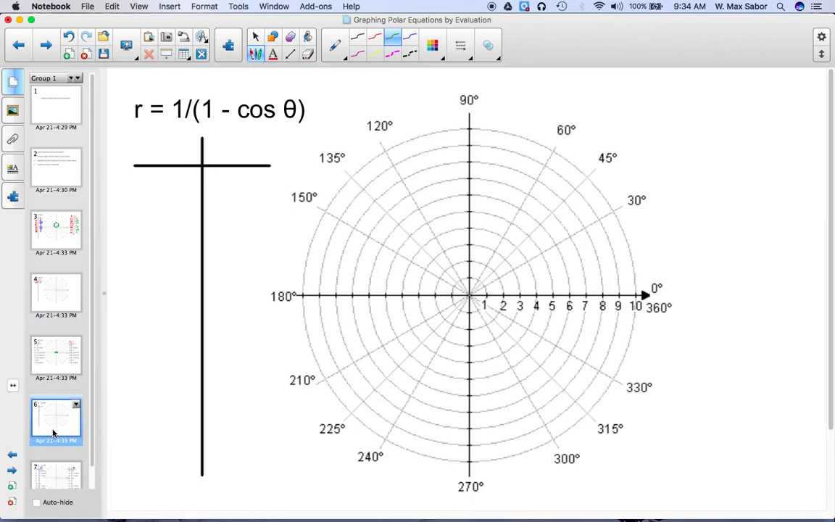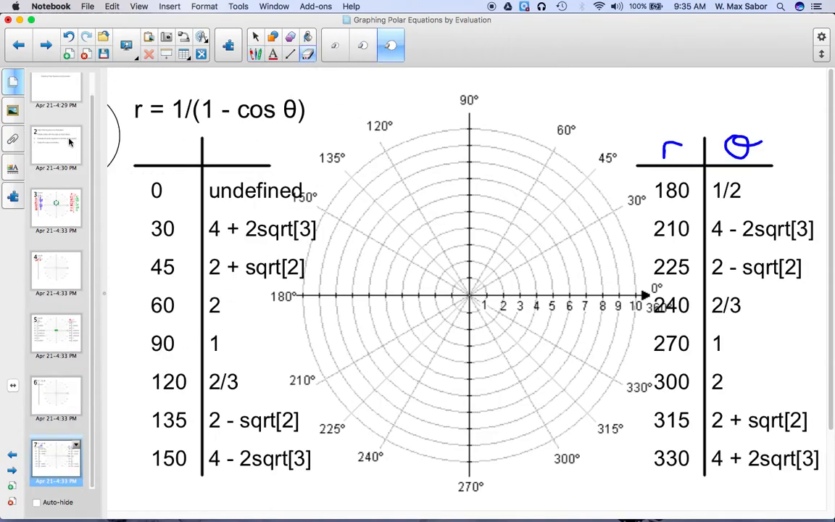If we have this graph, we're going to want to, again, plug in values for theta, figure out what r is going to be, and then use those to graph the points. I think I made the same mistake calling these r comma theta. These are theta comma r. So let's plot these points. Undefined at 0. Okay. Then we want to go 30 degrees with 4 plus 2 square roots of 3. 2 square roots of 3 is somewhere around 3.4, so this is about 7.4 at 30.